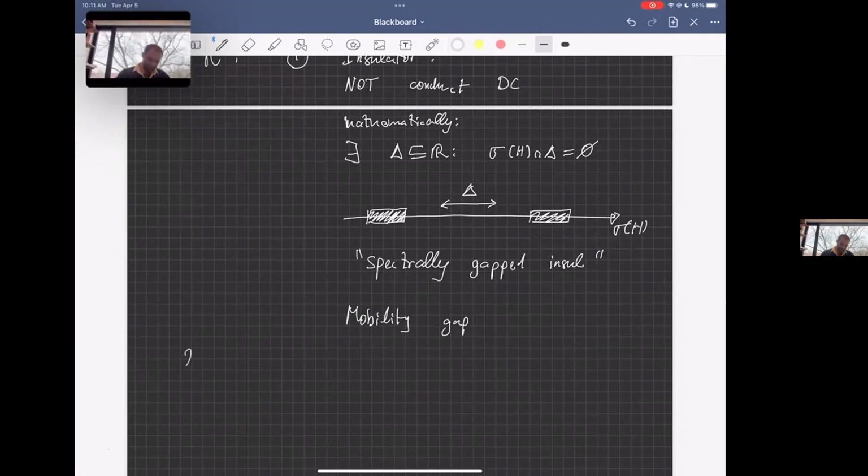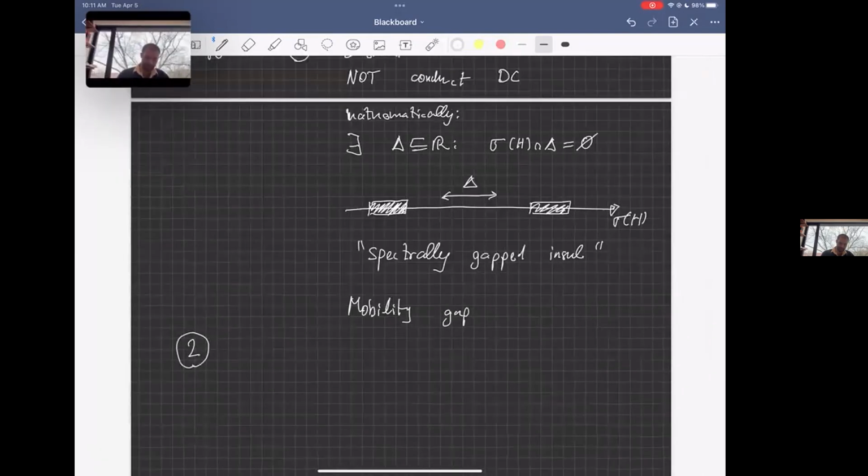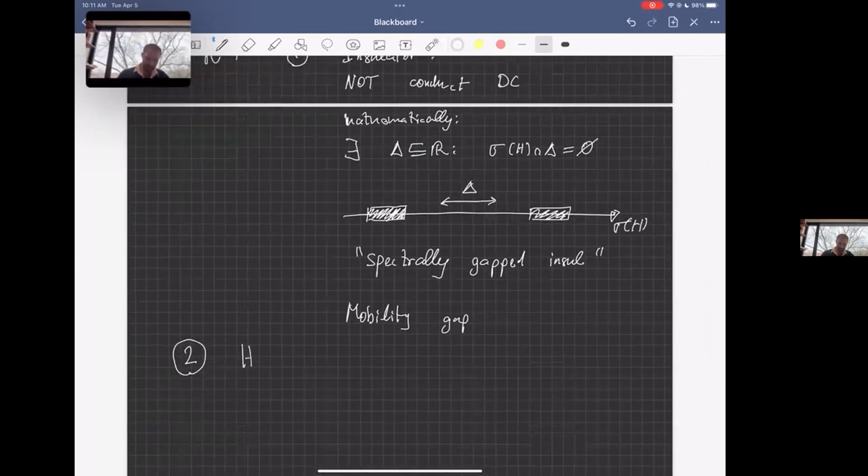And the second condition that you should also make in order to get interesting answers for your questions is that of locality. It's the statement that H corresponds to a physical system. Perhaps that should have been the first condition.